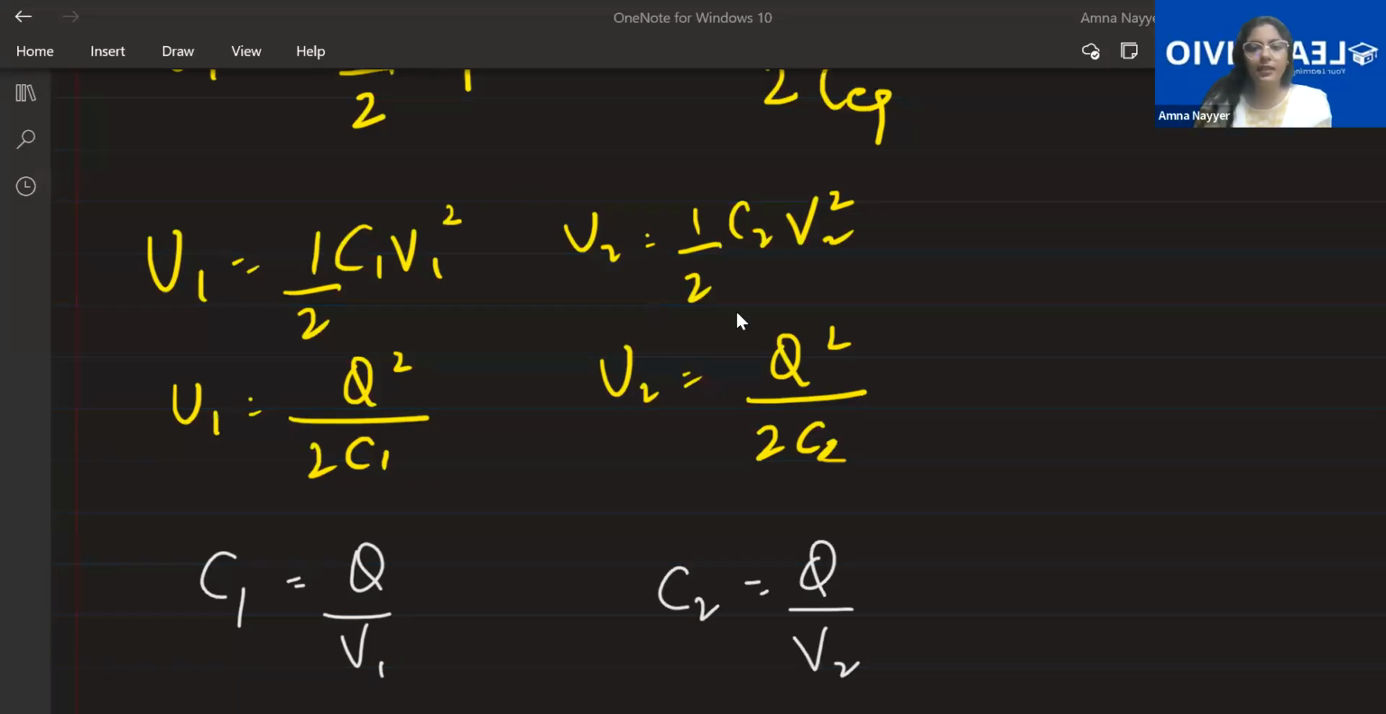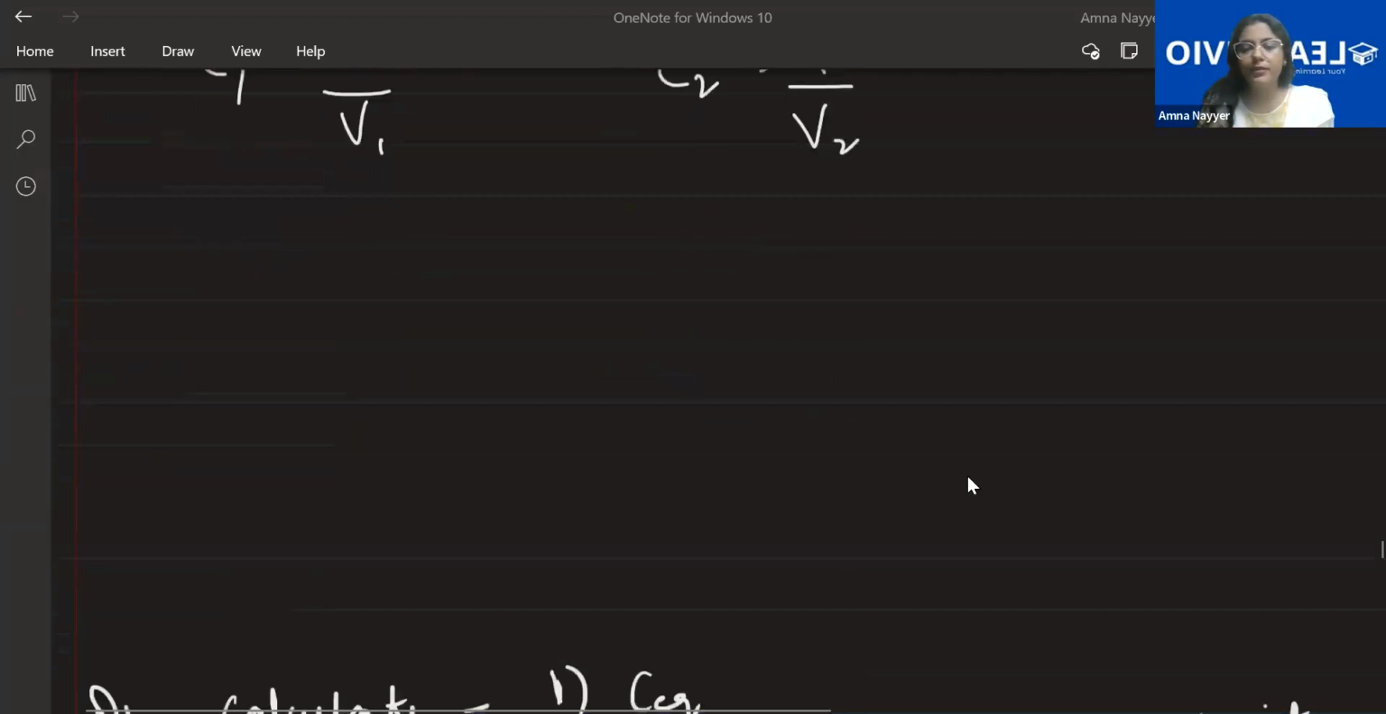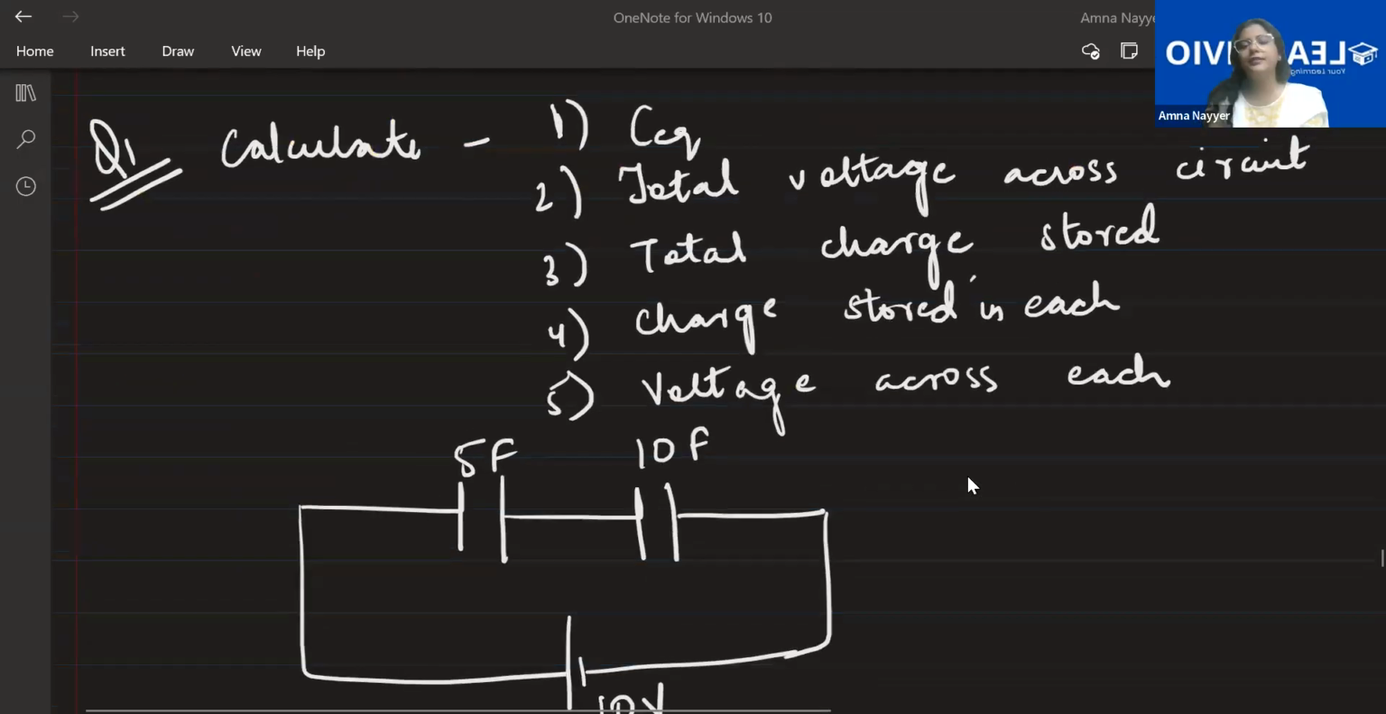All right, class. Let's continue with the numerical. See, here there is a circuit which is given. It has 5 farad, 10 farad. They both are connected in series, and various parts are given. So let us just solve part by part.